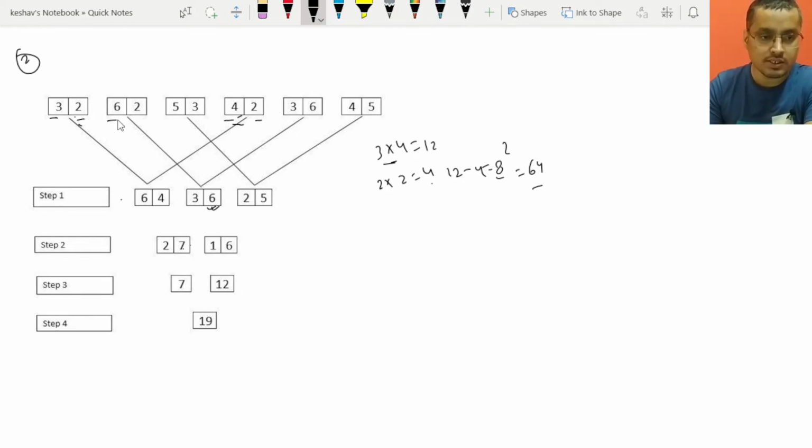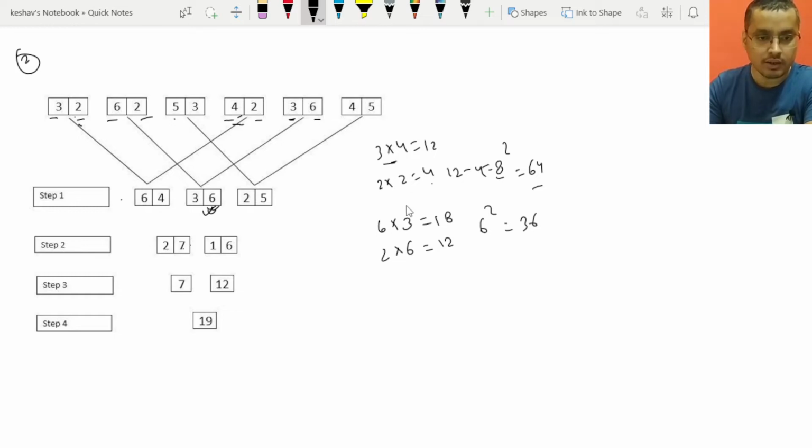So product of first digit 6 and 3, 6 into 3, 18, okay, fine. And what is the product of second digit? 2 into 6, that is 12. So what is the difference? 18 minus 12 is equal to 6, 6 square, 36, fine. So what is the output of box 2? 36, okay.